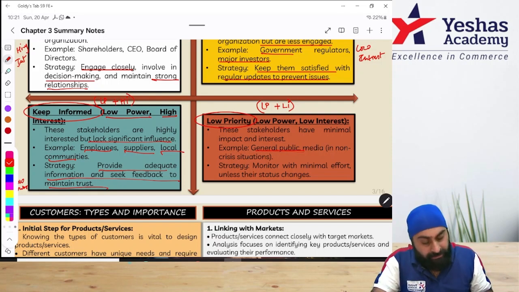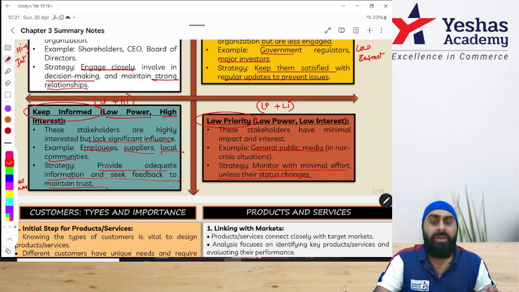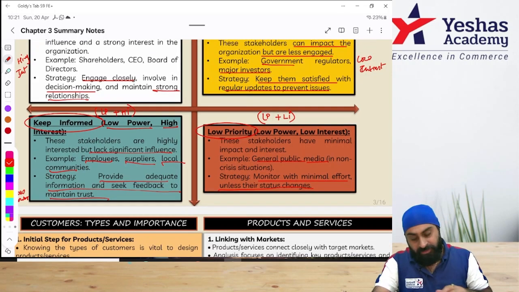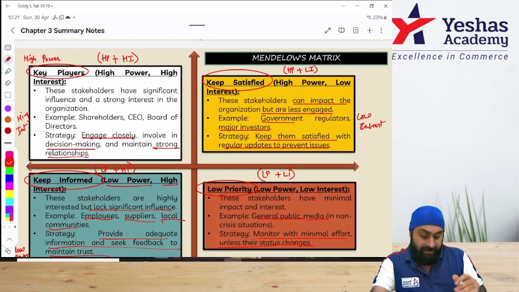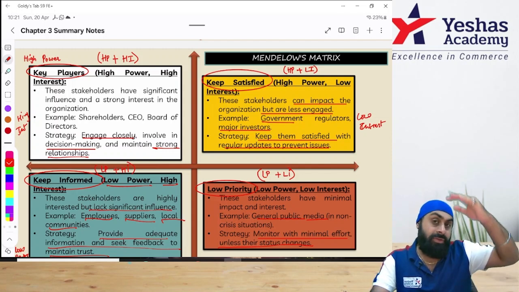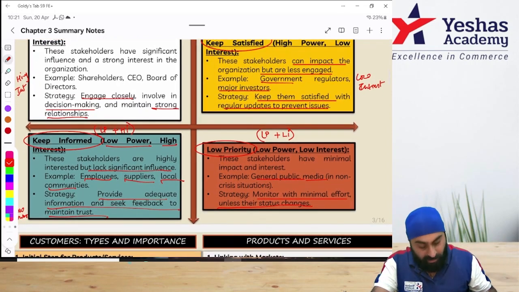General public: media monitor with minimal effort, and do not use much money or attention on a low interest, low power group unless their status changes. Your main focus should be, first, the key players, second, keep satisfied, third, keep informed. I can say keep satisfied and keep informed are at the same level. You cannot categorize them in terms of ranking on these two, but low priority is obviously the last one.